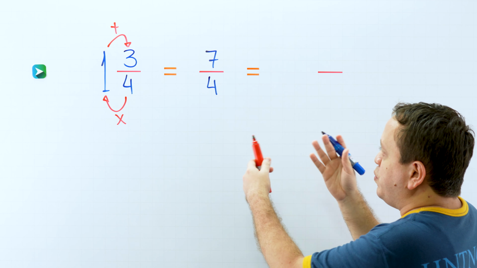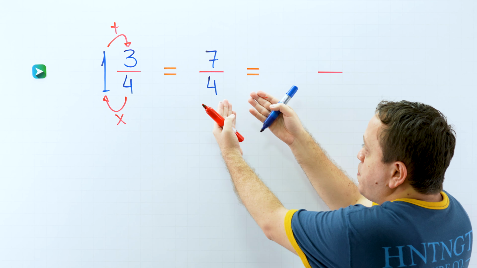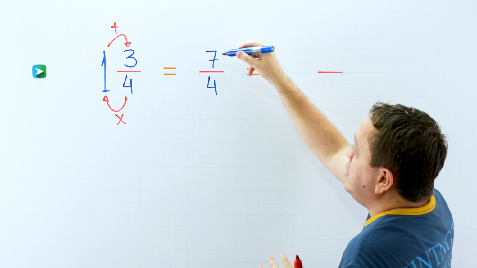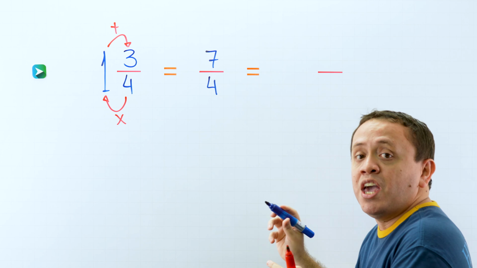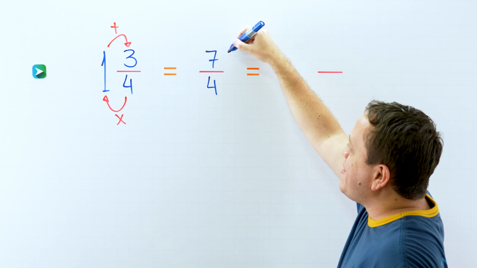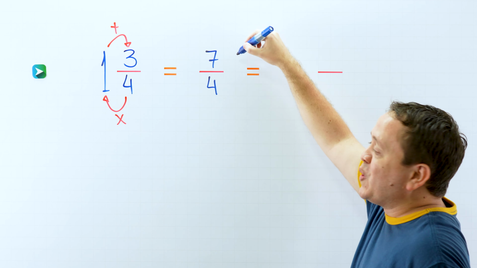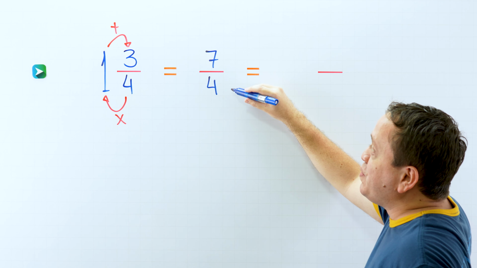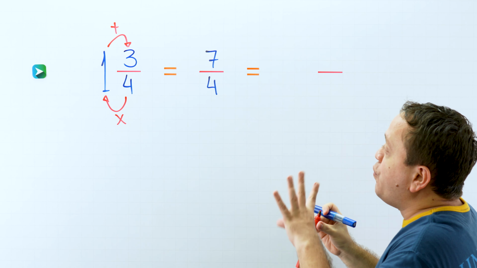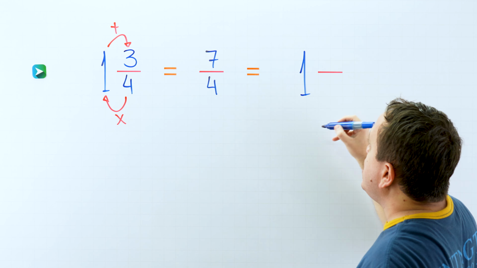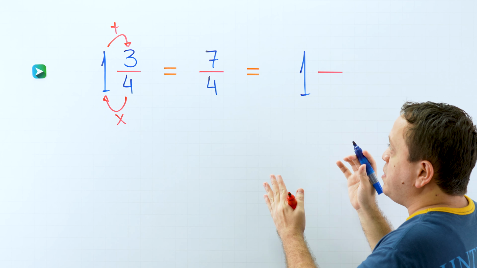In the next part of this example, we're going to convert the improper fraction 7/4 to a mixed number. So first, we're going to see this fraction as a division. Yes? We're going to divide the numerator 7 by the denominator 4. So how many times does 4 go into 7? Well, 4 goes into 7 one time. Yes, one time. 1 is the whole number part of the mixed number.